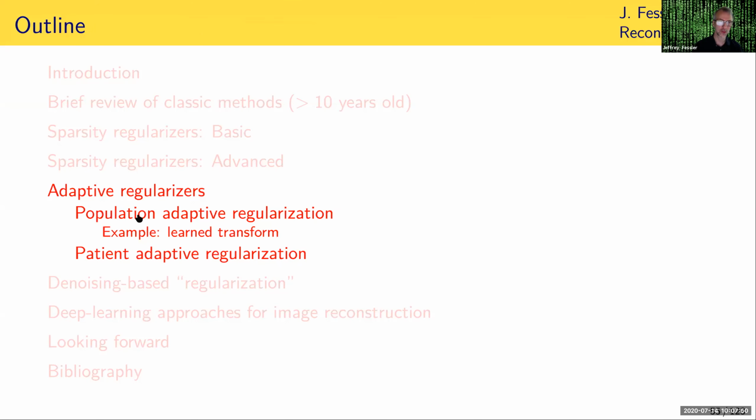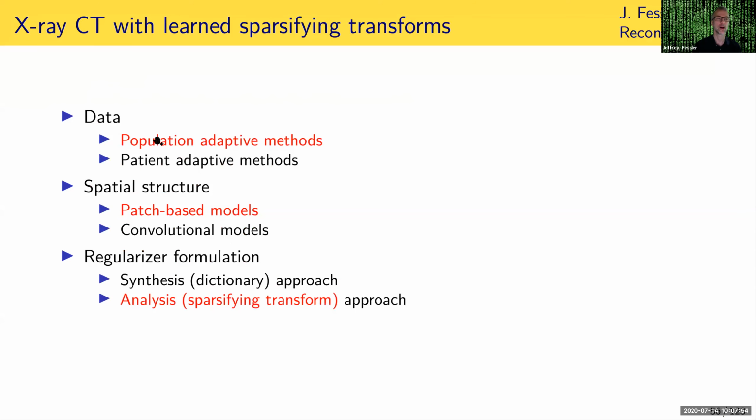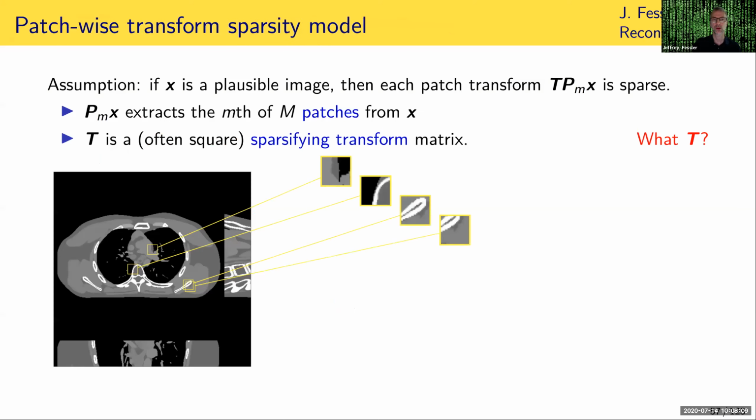I'm going to start out with a population adaptive method with a learned transform. So population in terms of the data, a patch-based model in terms of structure, and then analysis formulation. So we'll be learning and using a sparsifying transform. It so happens I'm going to use CT for this example.